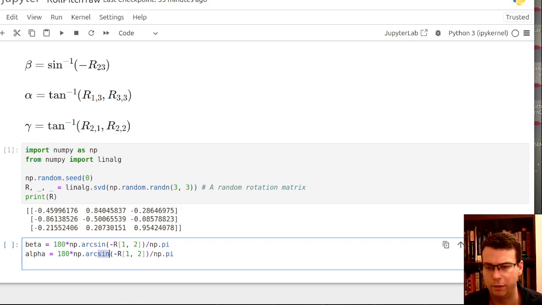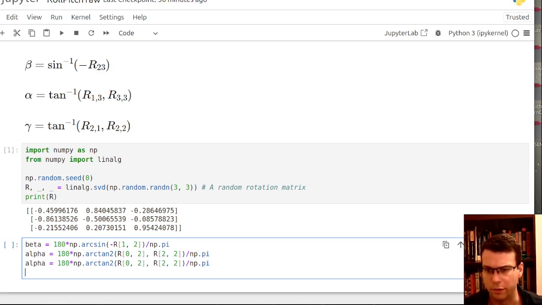Now here I'm going to use this method called arctan2. That's the version of tangent that takes 2 parameters, so it can tell what quadrant you're in. It doesn't get the first and third quadrants mixed up, or the second and fourth quadrants mixed up. It can tell those all apart. So that's going to be first row, third column, third row, third column. That's arctan2 for alpha. And then finally we've got gamma: second row, first column, and then second row, second column.